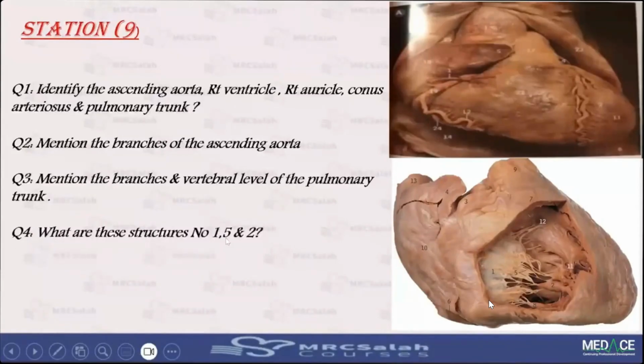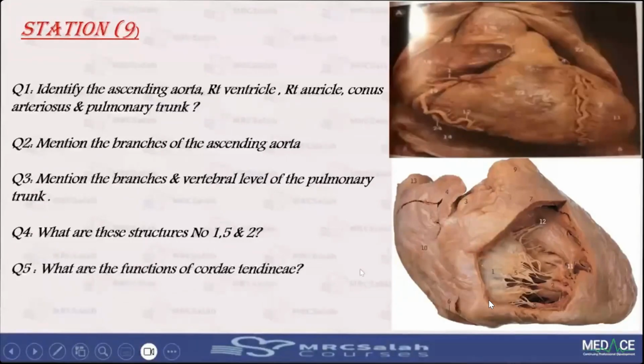What are these structures, 1, 5, and 2? One is the anterior cusp of the tricuspid valve. 5 is the posterior cusp also of the tricuspid valve. Are you sure? It's pointing to... No, that's the chorda tendineae, sorry. What is it pointing to, the 2? Chorda tendineae. 2 is the papillary muscle, the anterior one as well. What are the functions of the chordae tendineae? They pull or stabilize the cusps of the AV valves, and they prevent them from prolapsing during ventricular contraction.